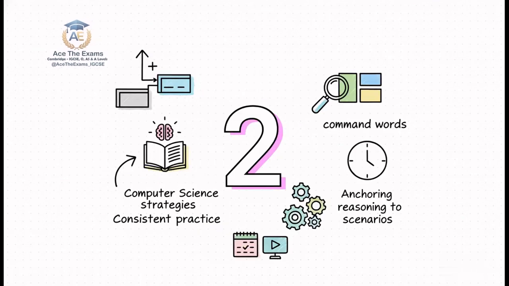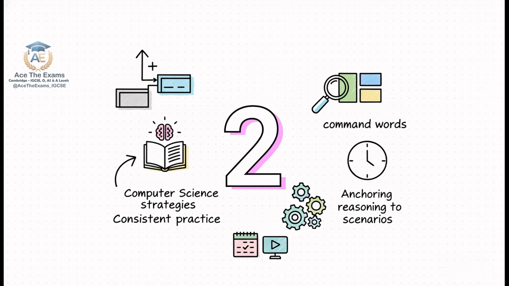And guys, this brings us to an absolutely incredible piece of data. Students who actually take the time to implement these specific computer science strategies see an average improvement of 2 whole grade boundaries. 2. That is literally the difference between getting a C and getting an A, or jumping from a B straight to an A star. By consistently applying this specific framework, actively decoding the command words, and rigorously anchoring your reasoning to the provided scenarios, you instantly stop throwing away easy marks. But of course, there's a catch. This only works if you actually practice consistently with our weekly explainers.